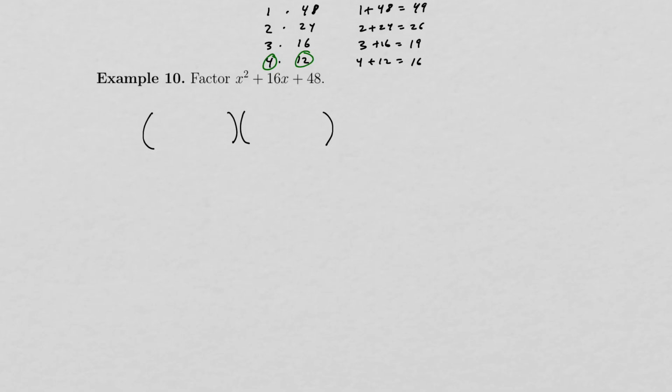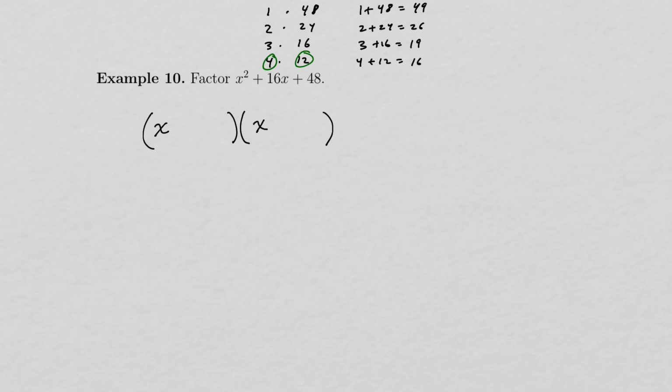The only way to get the x squared is if I have an x and an x as the first term of each of those factors. Okay, we'll check this later by FOIL. You may remember that acronym FOIL, where we multiply first, outer, inner, last. So we can expand this back out to see if we get the original expression here.